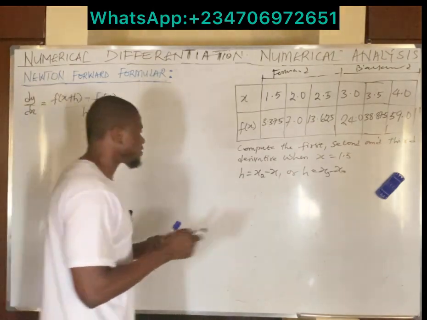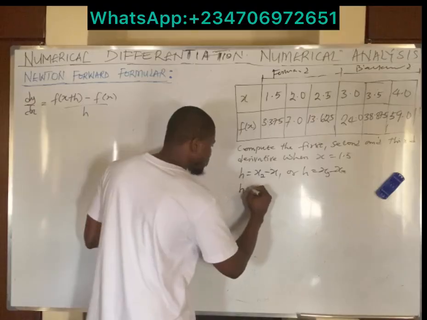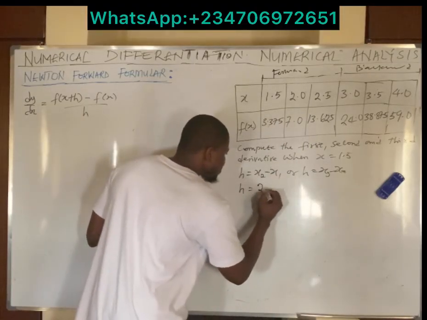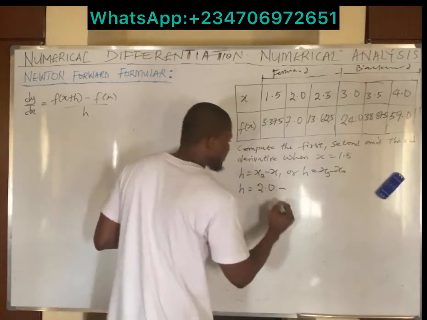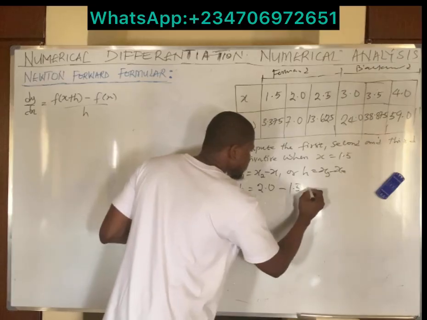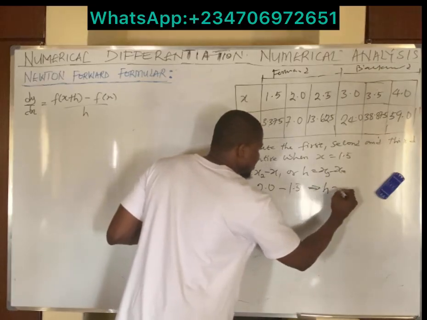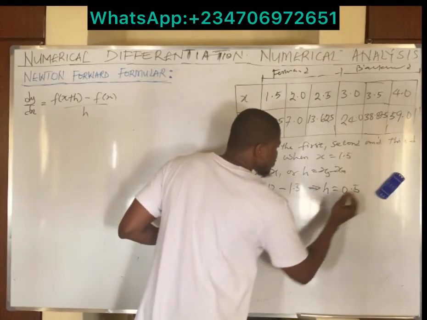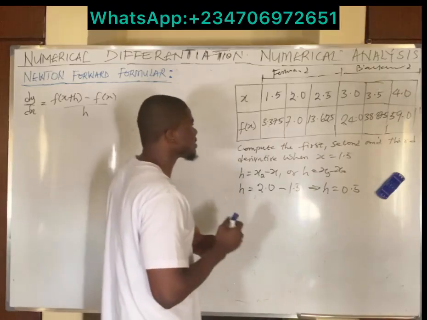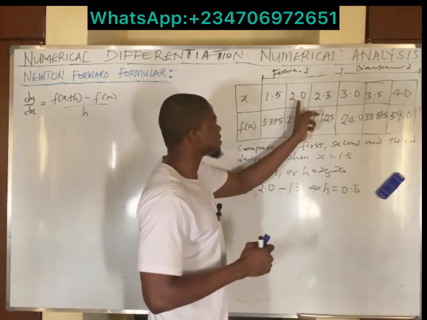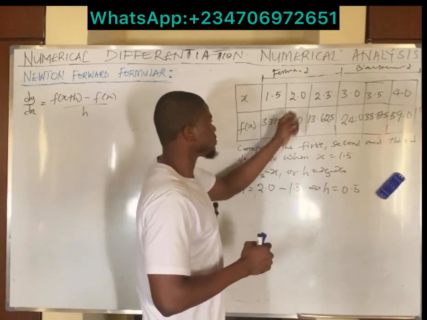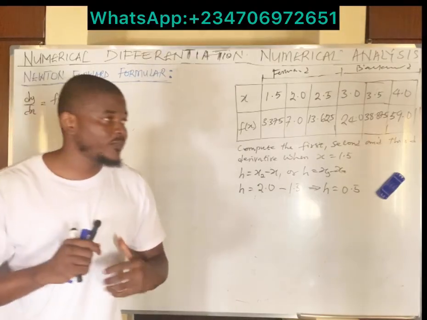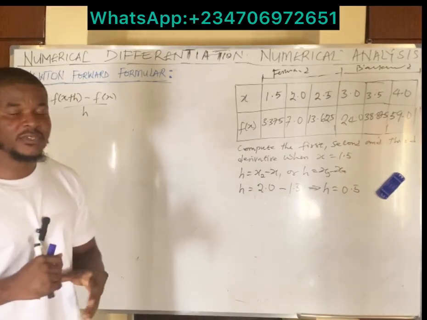So let's try this and see now. h is going to be equal to x2 from the table, which is 2.0, minus x1, which is 1.5. So this simply implies that h is going to be equal to 0.5. So our interval is 0.5. In the same vein, if you compute x3 minus x2, you have 2.5 minus 2.0. That still gives you 0.5. So the interval is constant, as it must be if you want to use this formula accurately.